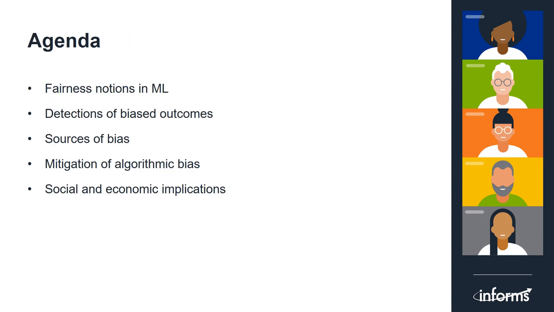Specifically, in the rest of the presentation, I will first discuss the various fairness notions that policymakers, practitioners, and academic researchers have used or proposed. Then I'll discuss challenges in algorithmic bias identification and detection, explain the potential sources of algorithmic bias, and review several bias correction methods. And finally, we'll discuss the social and economic implications of fair machine learning.